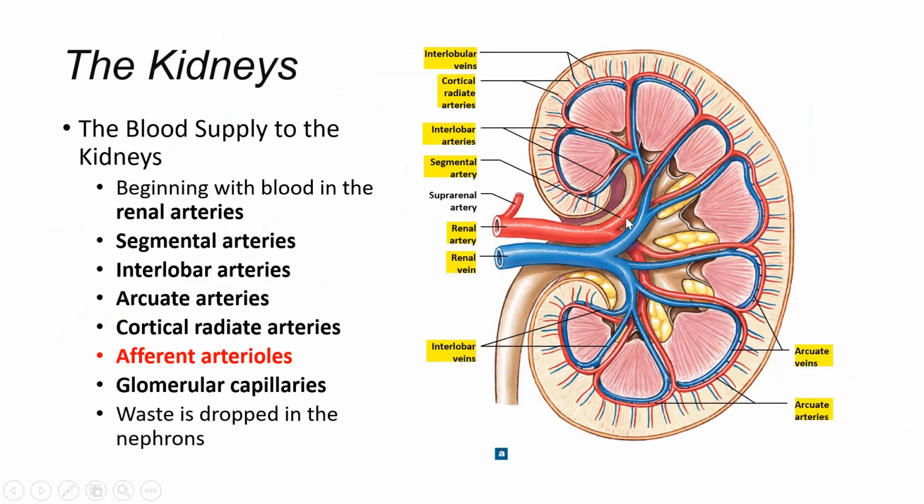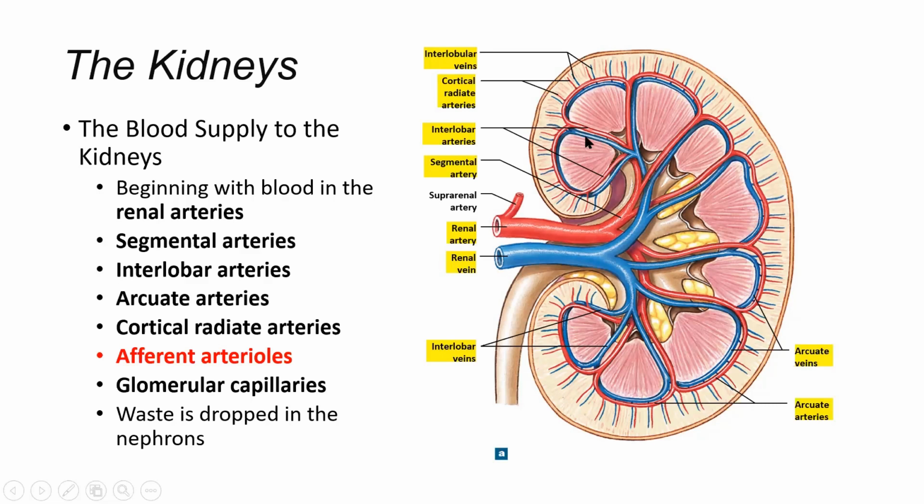So the first branch from the renal artery is the segmental artery. And the segmental arteries are going to each general segment of the kidney. We have 2 or 3 main segmental arteries here. That will then branch into the interlobar arteries.